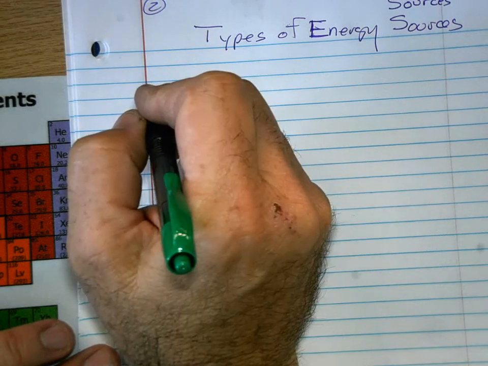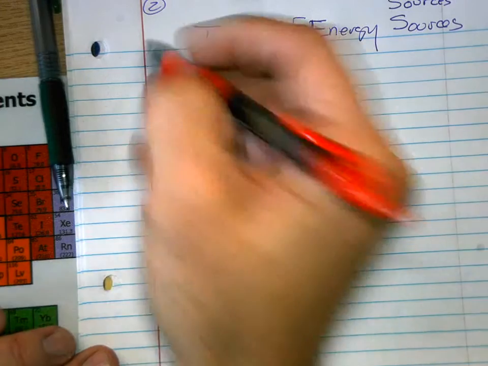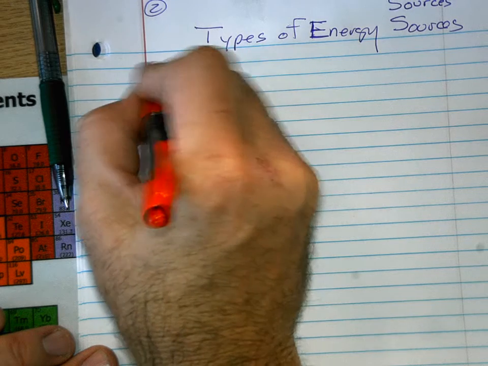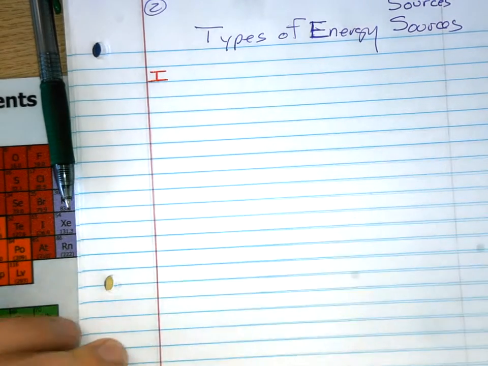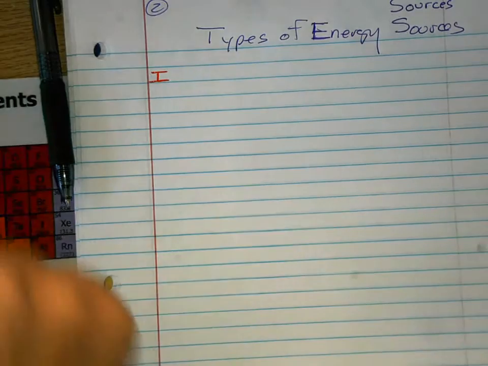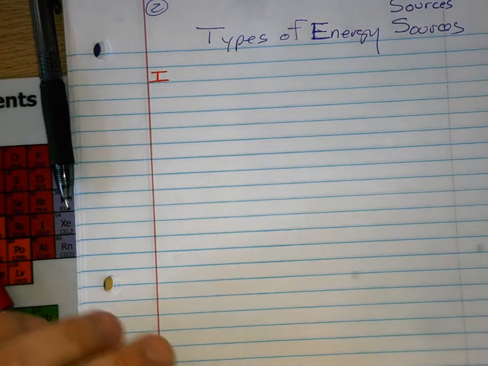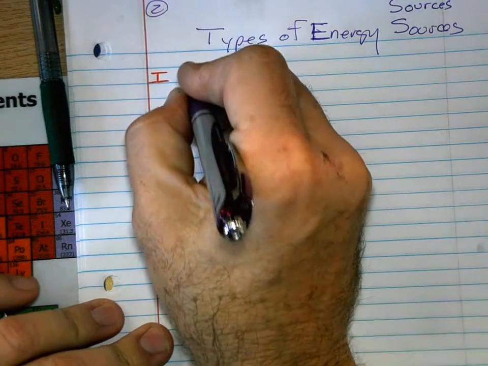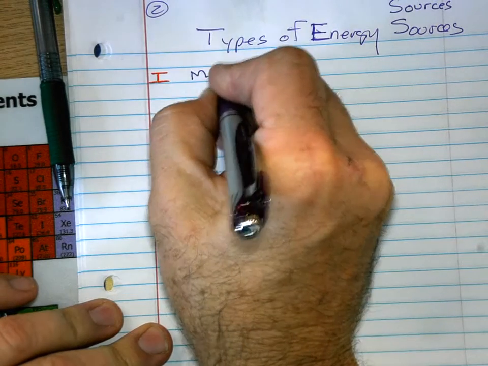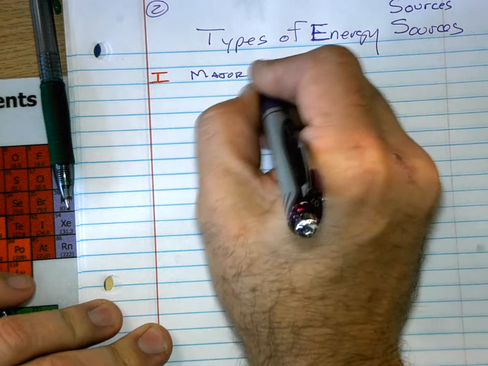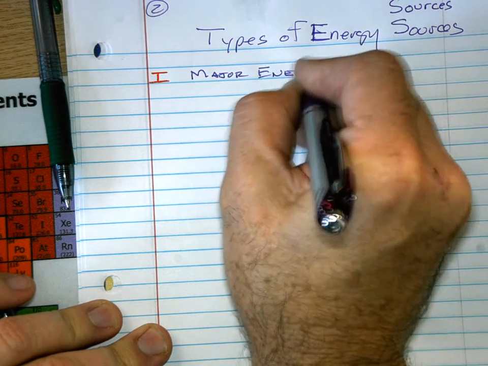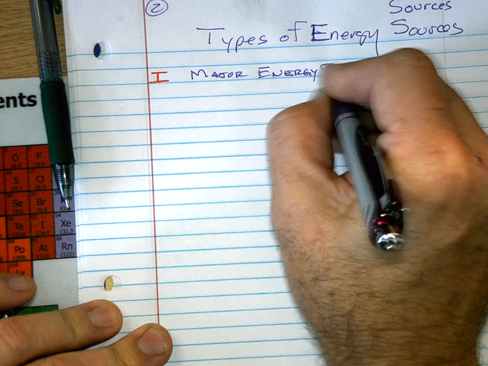Wait a minute. No, I'm going to do this in red. Red, I think, is appropriate for, okay, no, not red yet. I'm going to do it in purple. Here we go. Major energy divisions.